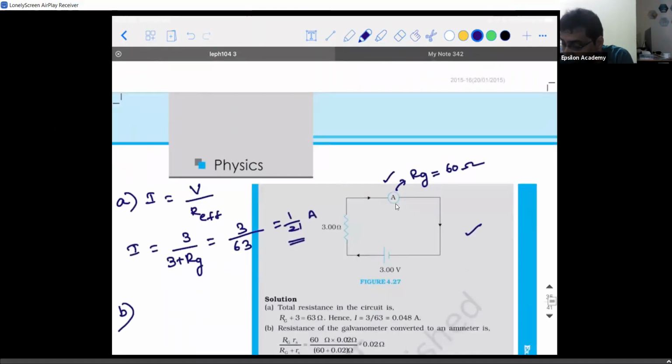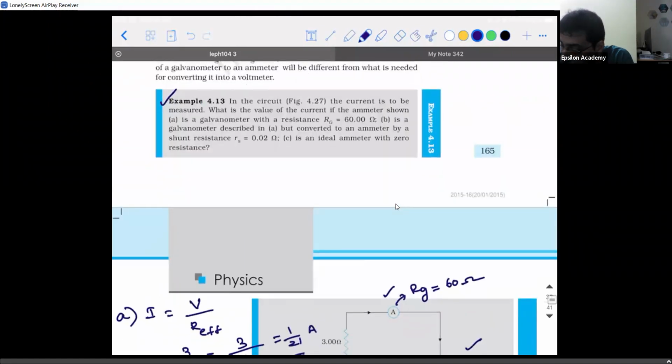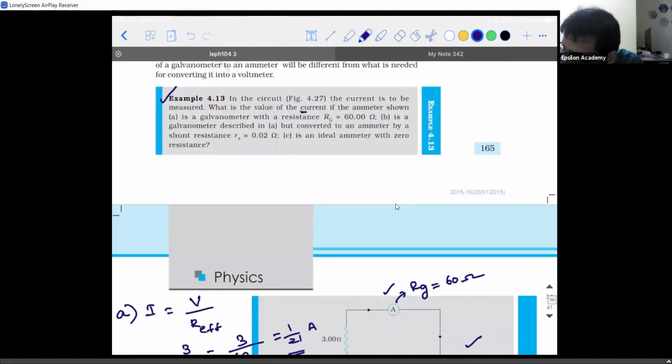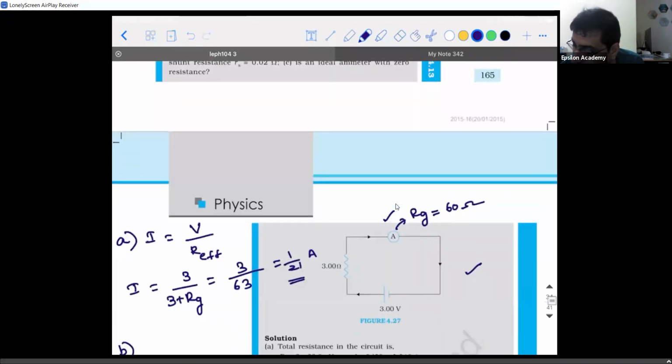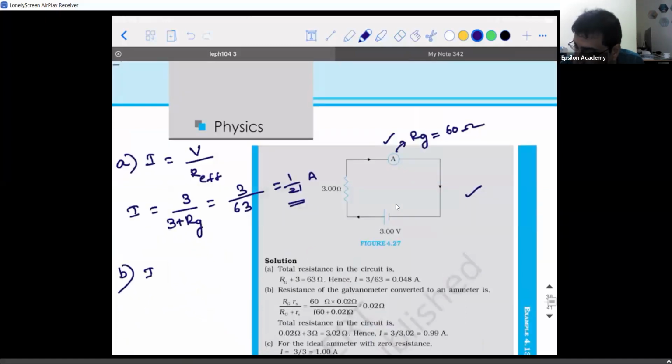Second, they asked this thing only, what would be the value of the current? They didn't ask that the ammeter will measure or something. The ammeter shown is a galvanometer of resistance. If the device shown is a galvanometer in the initial case, second case, if this is a galvanometer which is converted into an ammeter by a shunt resistance of 0.02 ohm, then what would have been the value of I?